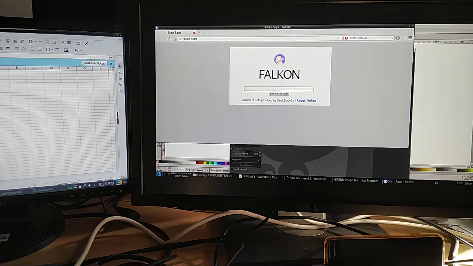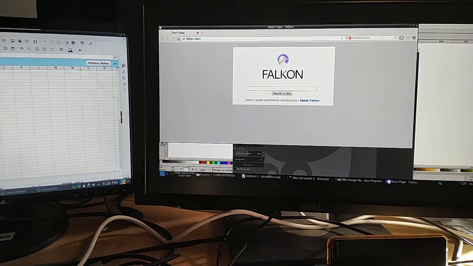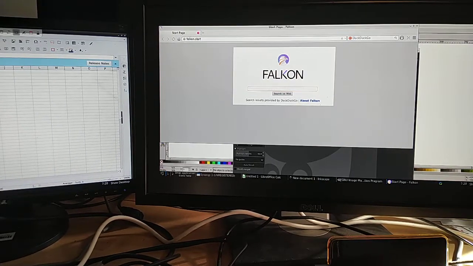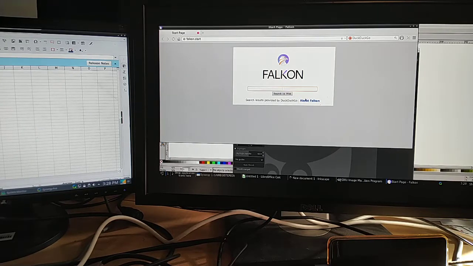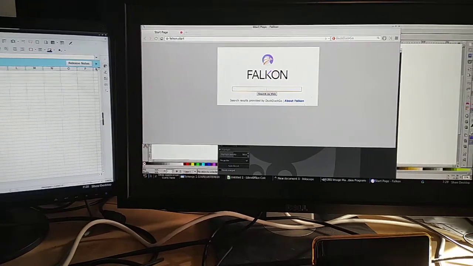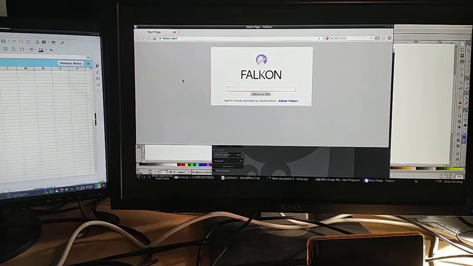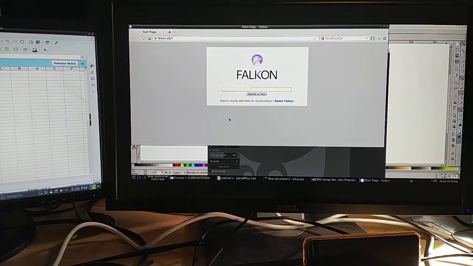So yeah, everything is running now. Three screens, fully usable with one mouse, one keyboard, served from one phone at the same time. Yeah, full productivity is given now.